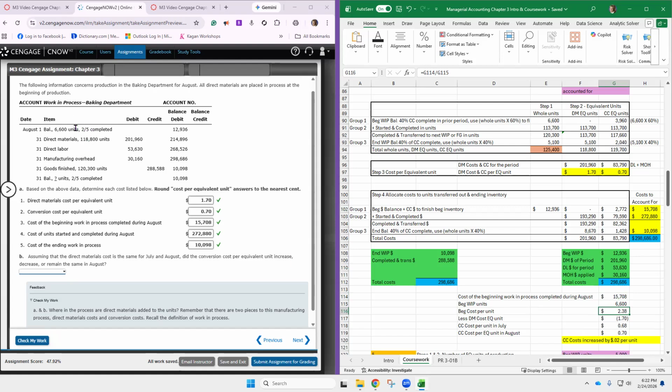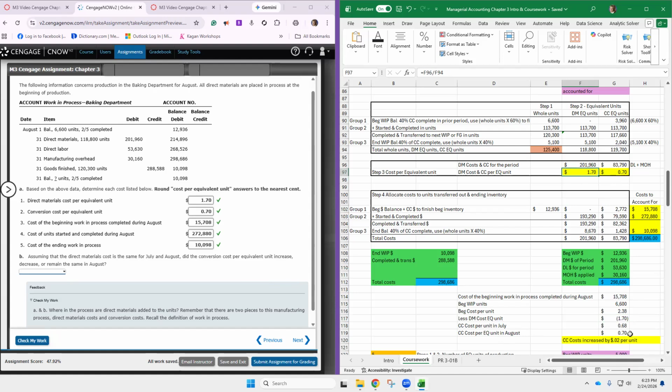So these units here have a beginning cost of 12,936. If you did the math, this divided by this should get you $2.38. It said for us to subtract the direct materials of $1.70 because it hasn't changed. Okay, so you say, where'd you get $1.70 from? Because they said use the same materials cost, which is right here. Okay, so that hasn't changed.